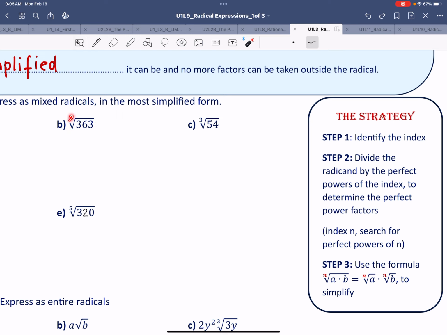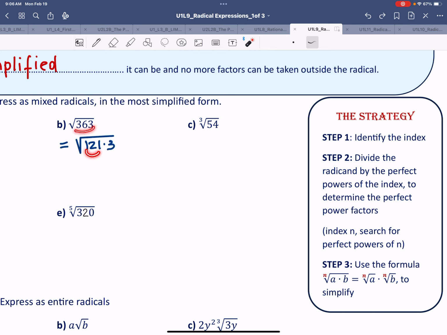If the index is 2, it means that we're looking for powers of 2. So we'll start off by listing the perfect squares: 9, 16, 25, 36, 49. You list them and divide 363 by each of them to figure out what the other factor might be. That's what we mean here in step number 2. Then in step 3, you rewrite the radical number as a product of two radicals and simplify. So let's take a look at what we obtain.